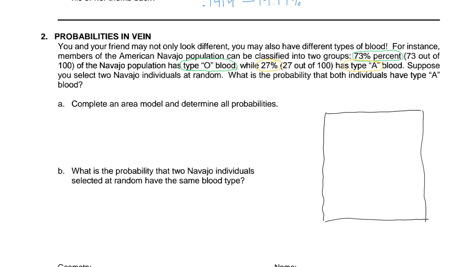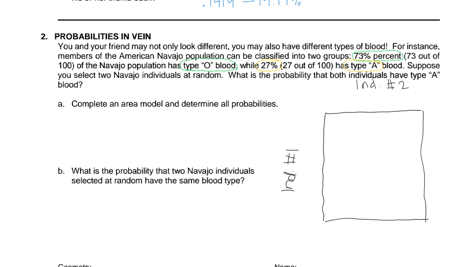So then over here, I'm going to write individual number 1, and then up here I'm going to have individual number 2. And I'm going to put my options on the left and the top. So the options are actually the same for both individual number 1 and number 2. It's type O blood and type A blood. And the percentages are the same as well, because the probabilities are the same no matter which person you are.